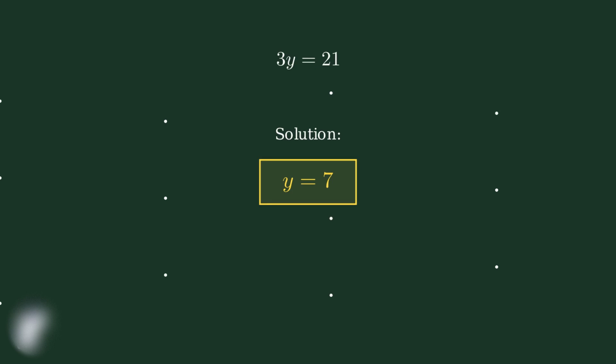This means that when y is 7, the original equation 3y equals 21 is true, because 3 times 7 does indeed equal 21. We can verify our answer by substituting 7 back into the original equation. 3 times 7 equals 21, which confirms our solution is correct.